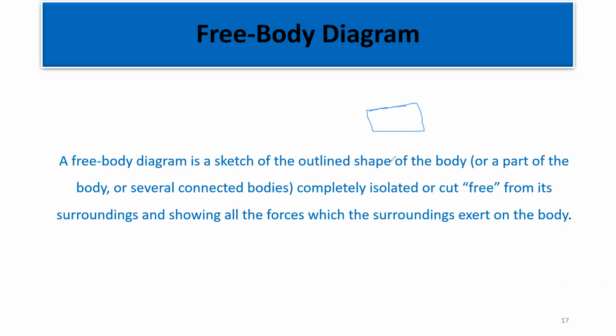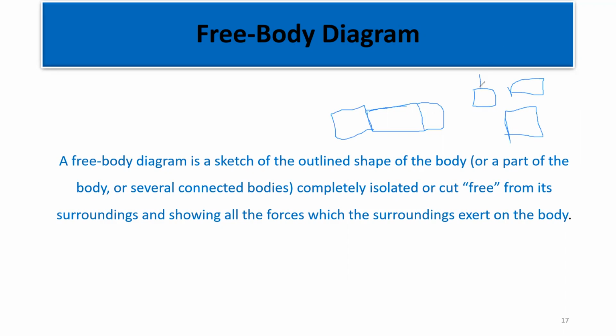After drawing the outline shape, we say that it should be isolated. So if we have 10 boxes, then we have to isolate them. The first box should be isolated. The second one too should be isolated. And then the third one too should be isolated. And then we analyze them separately. And then we show all the surrounding forces that is being exerted on the body.